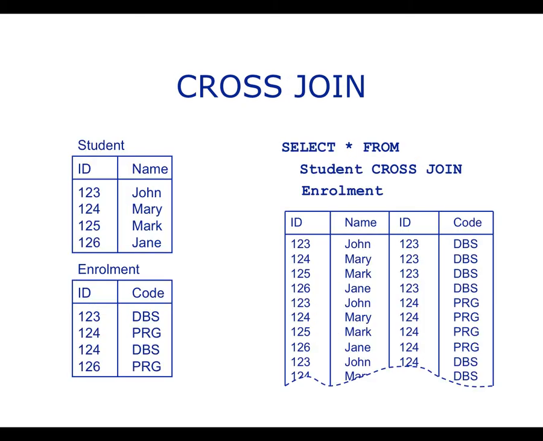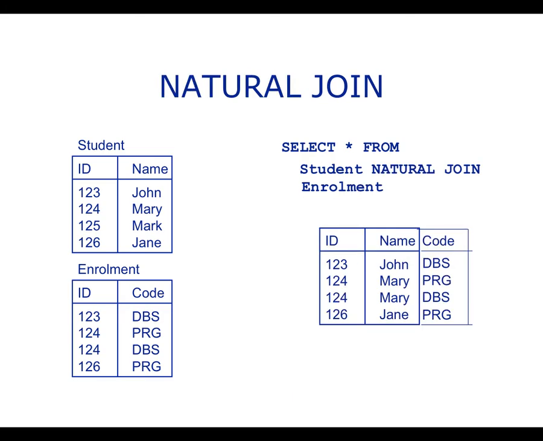I've got student ID and name and enrollment ID and course code. And I'm doing a select all from the student cross join. I'm getting all the information relevant to the ID and relevant to the course code and name. If I'm looking at a natural join, I have the same data that's a part of this with the student ID and the name, as well as the enrollment ID and the code.